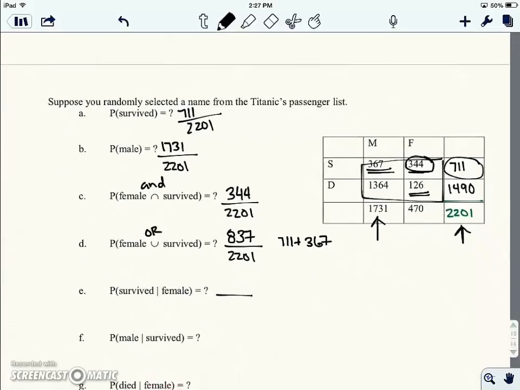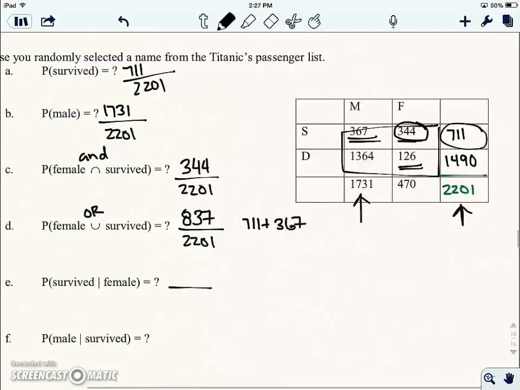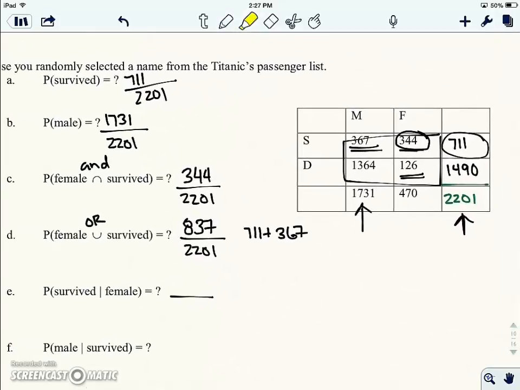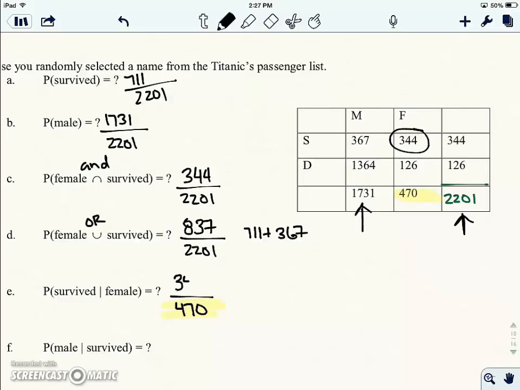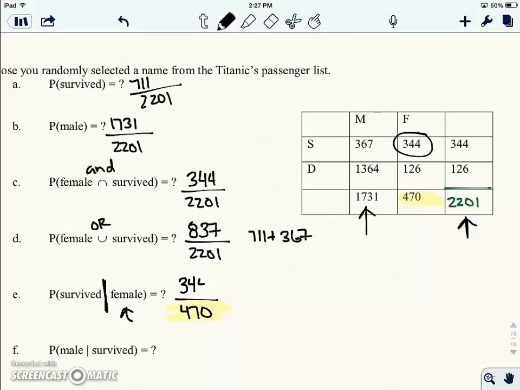Now here's the new stuff. What's the probability of surviving given that you're a female? So we only care about the females, so we're going to change our denominator. There were 470 females, and out of those 470 females, 344 survived. So the given really changes your denominator, and I like to think about it as this being your fraction line, and this ends up being the denominator.